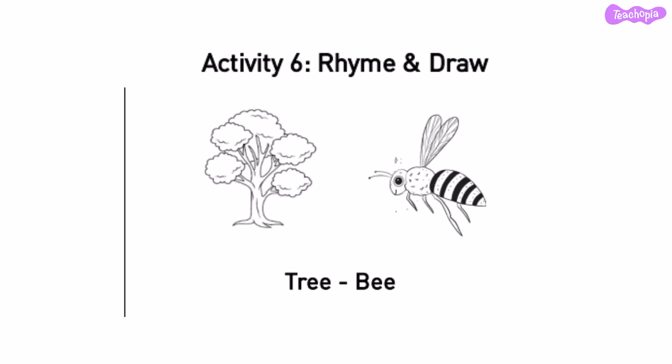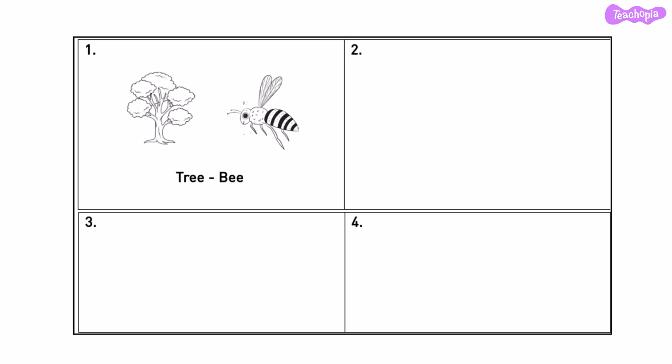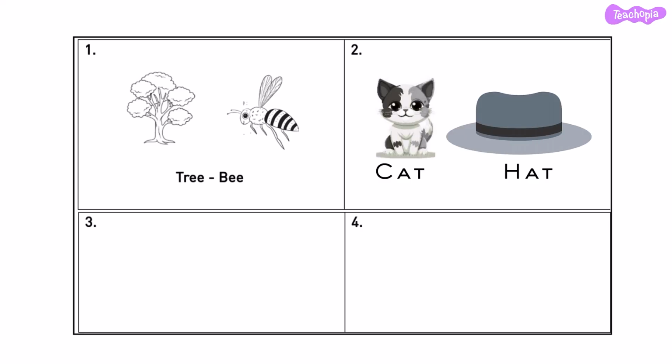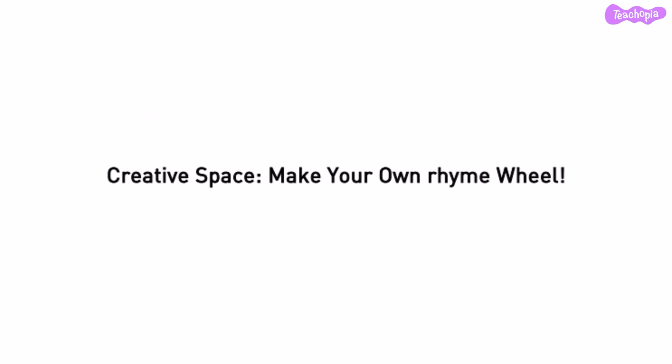Activity 6. Rhyme and draw. Here, a table with 3 empty boxes has been given, with one box filled in with a pair of rhyming words that is illustrated through their drawings. Encourage learners to find other pairs of rhyming words from their environment by themselves and illustrate them in a similar way through their drawings. Now, let's move on to the creative space activity, Make Your Own Rhyme Wheel.